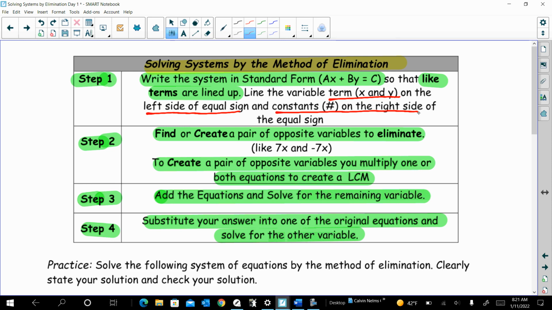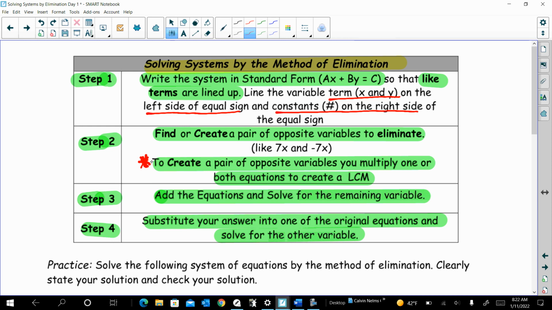Step 2 is to find or create a pair of opposite variables to eliminate. So they gave you an example. It says like 7x and a negative 7x. Now, I'm going to put a little star here. This is going to be day 2, tomorrow. We're going to focus on what to do to create.